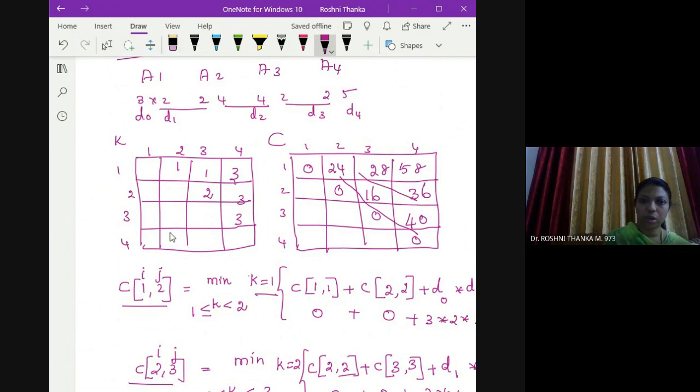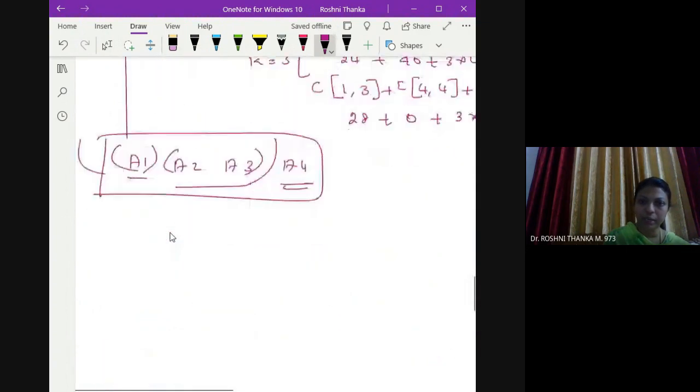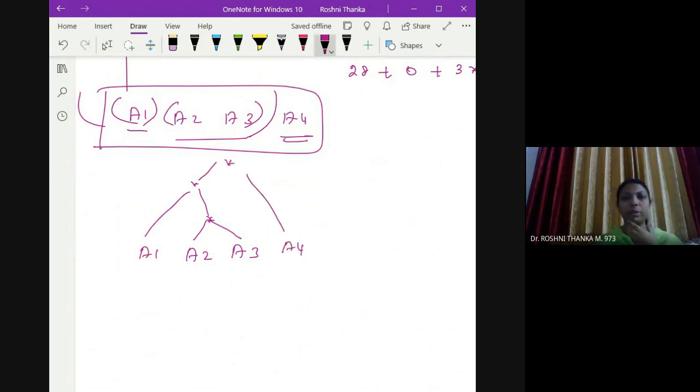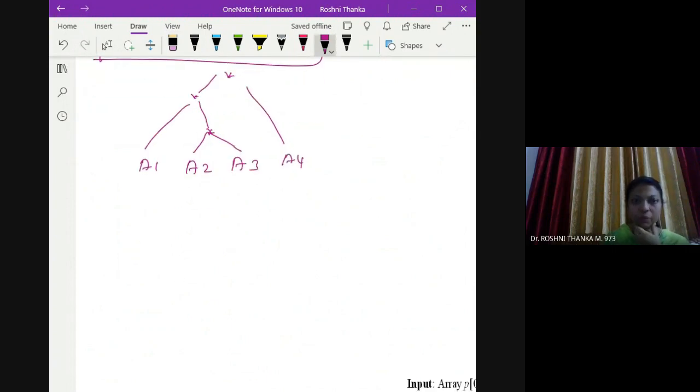So if I want to represent this hierarchically, how will I represent it? First, what will I do? I'll multiply A2 and A3 first, and this result will then be multiplied with A1, and the result which I get from here will again be multiplied with A4. This is how we will be doing the multiplication. Okay. So now we want to find what will be the cost of doing this, right?